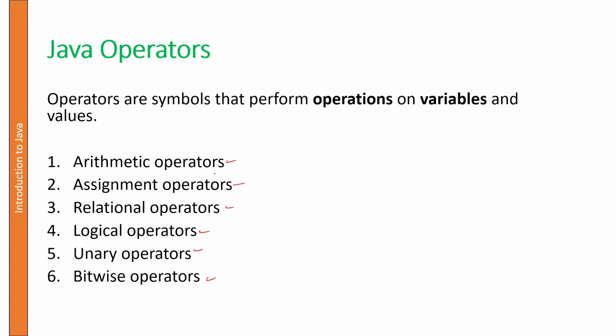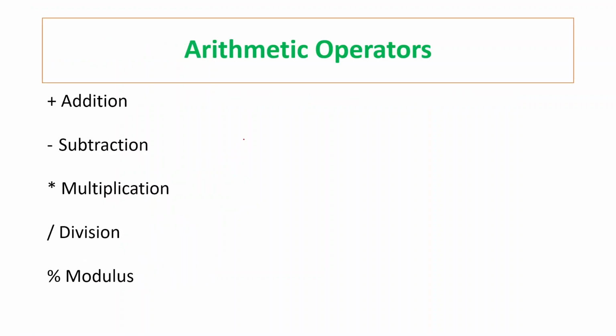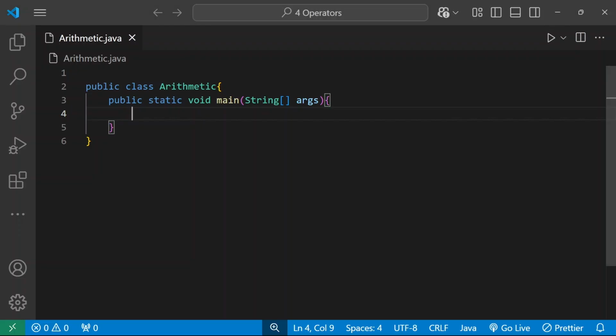If you take any programming language, most of the time we have these operators. So when you learn these operators for one language, you can definitely use them in another language also. First I'm going to explain the arithmetic operators: addition, subtraction, multiplication, division, and modulus. We'll do one example, then move on to the next operator.